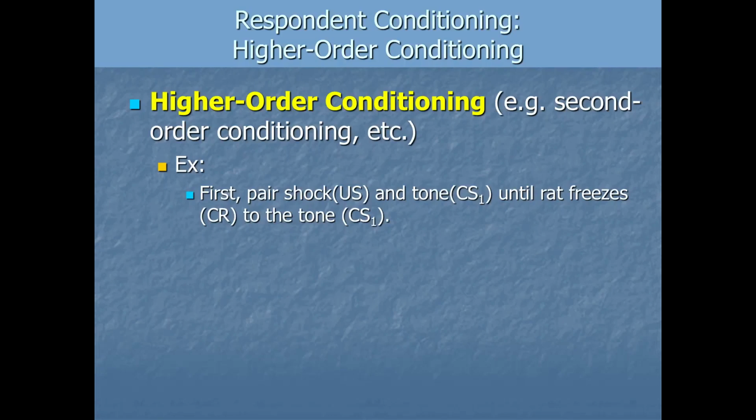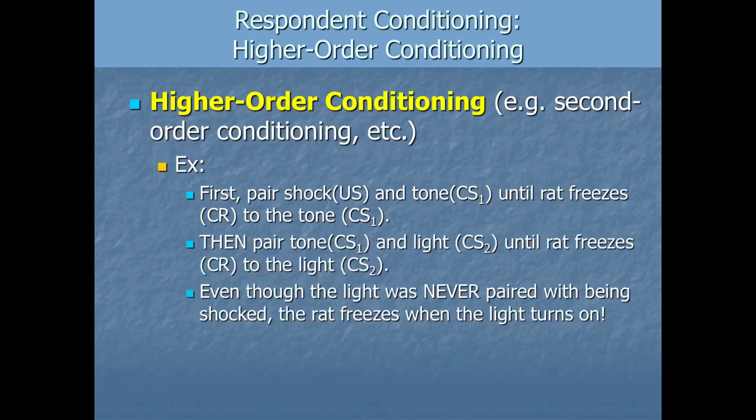Then what you do is you pair that tone, pair CS1, with, let's say, a red light. So the red light comes on right before the tone plays. Now there's no shocking involved at this point, though we know the rat already freezes to the tone. You can do this over and over again, light plus tone, light plus tone, over and over. Pretty soon the rat will start freezing when the red light comes on, even if no tone shows up. And that's weird and kind of cool because the rat has never had any sort of naturally aversive thing show up after the red light comes on.